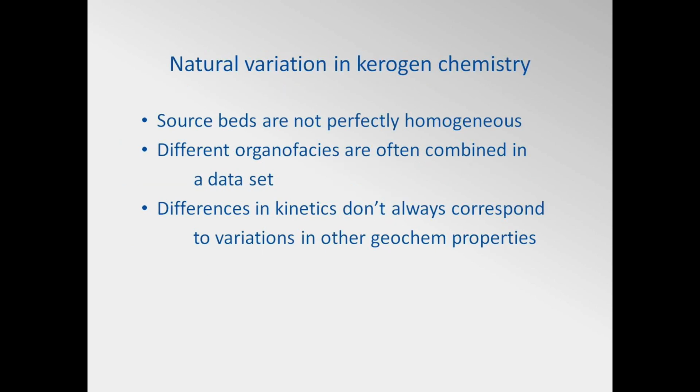A second factor is natural variation in kerogen chemistry from sample to sample. Source beds are not perfectly homogeneous, so no two samples will ever be completely identical. Different organophases, even if they're recognized and exist, are often combined within a single data set. And differences in kinetics don't always correspond to variations in other geochemical properties.